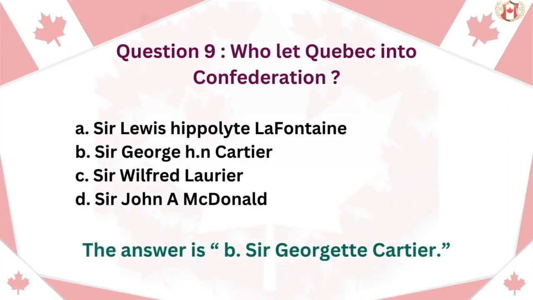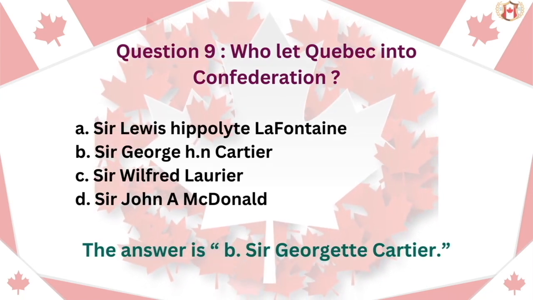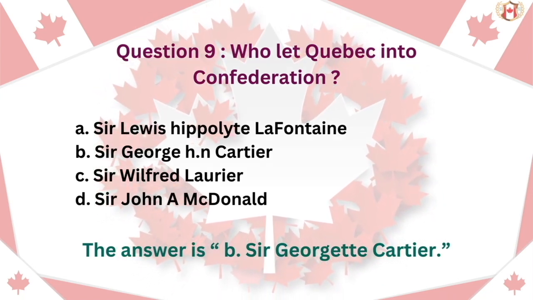Question 9. Who let Quebec into Confederation? A. Sir Louis Hippolyte Lafontaine. B. Sir Georgette Cartier. C. Sir Wilfrid Laurier. D. Sir John A. Macdonald. The answer is B. Sir Georgette Cartier.